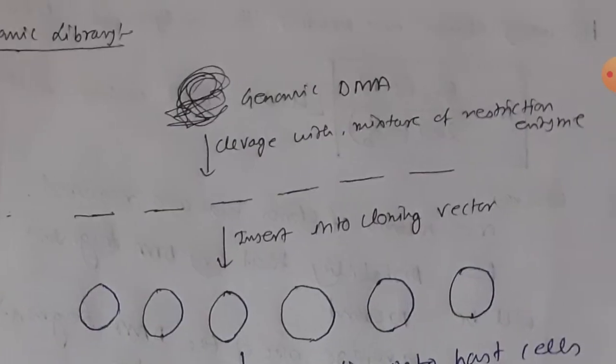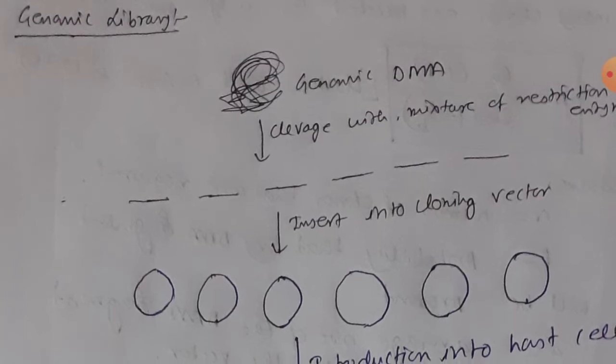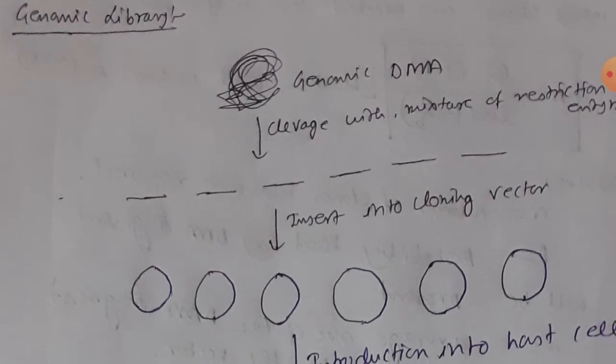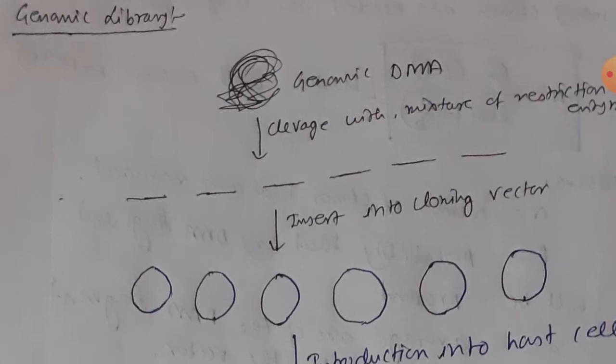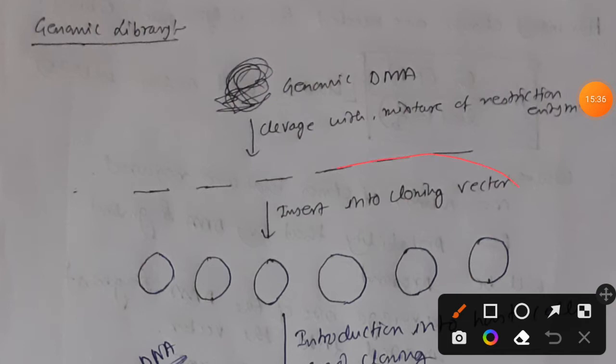Okay, so the idea is very simple. Our goal is to simply preserve or collect the DNA of an entire genome. As we cannot load the entire genome of the organism in one vector, we have to digest it with the help of a mixture of restriction endonucleases that will generate a mixture of different overlapping fragments, right?